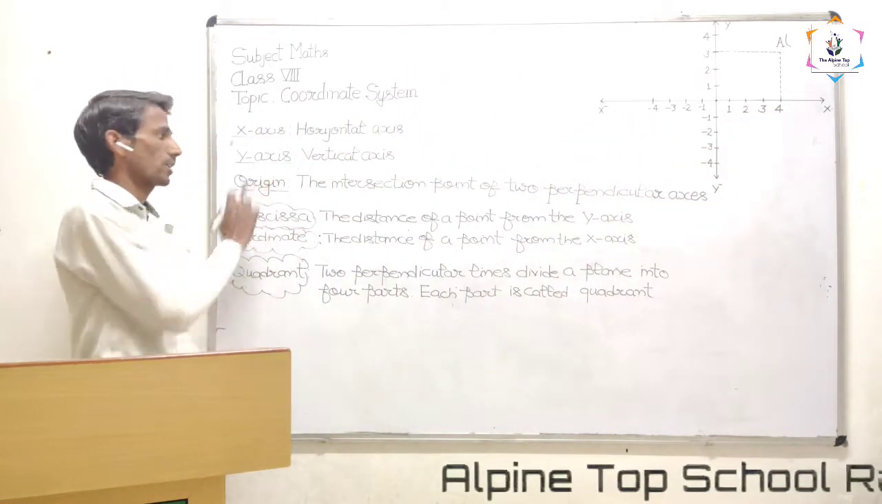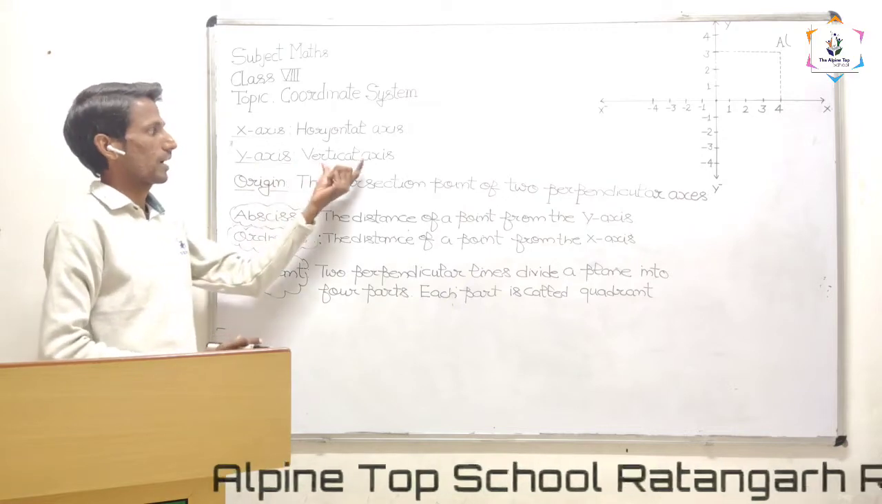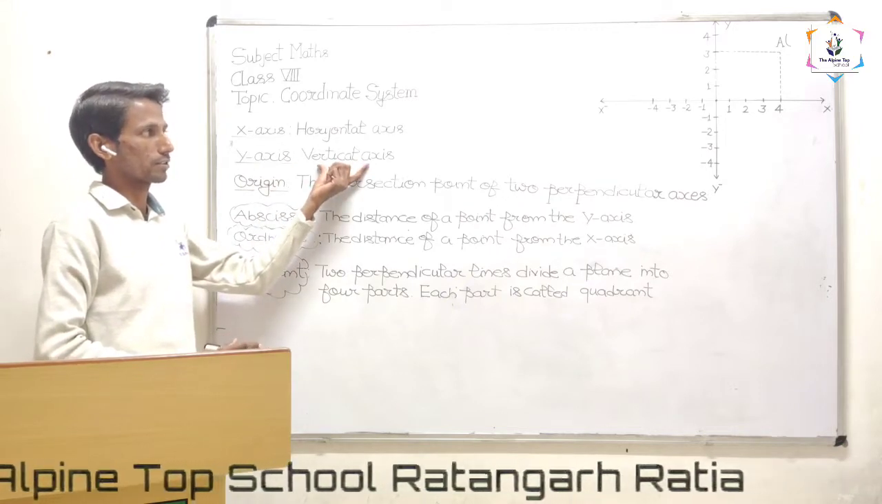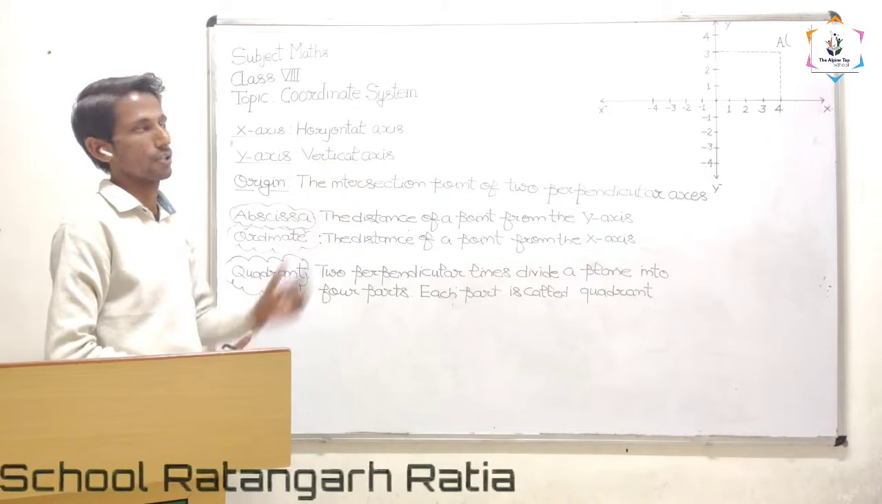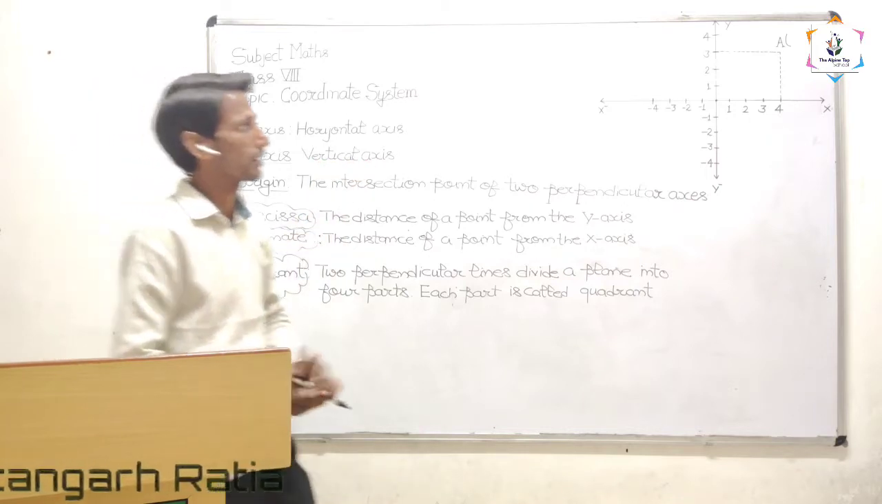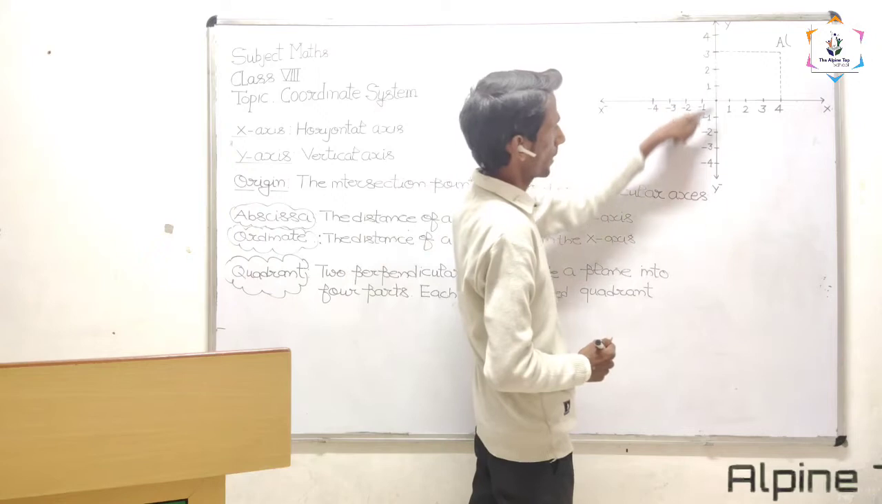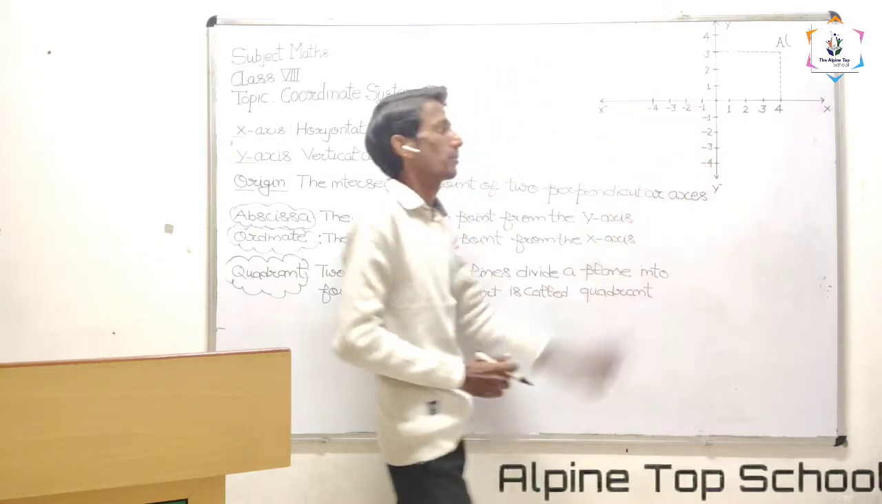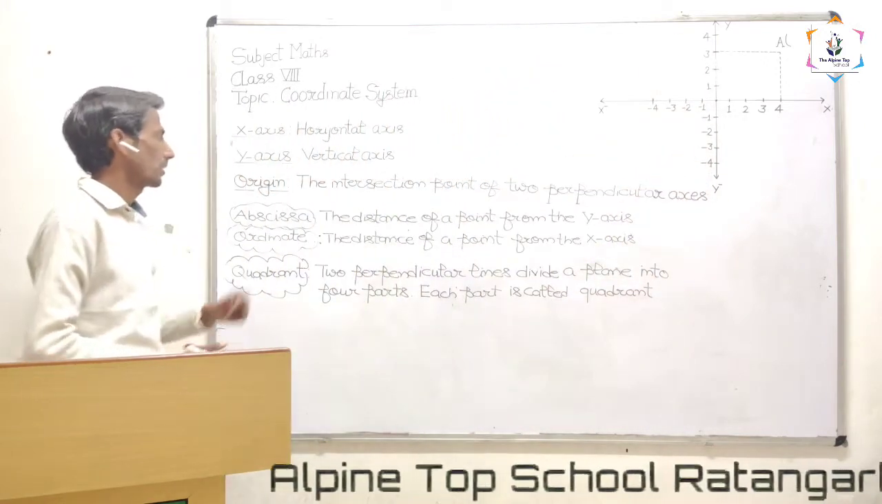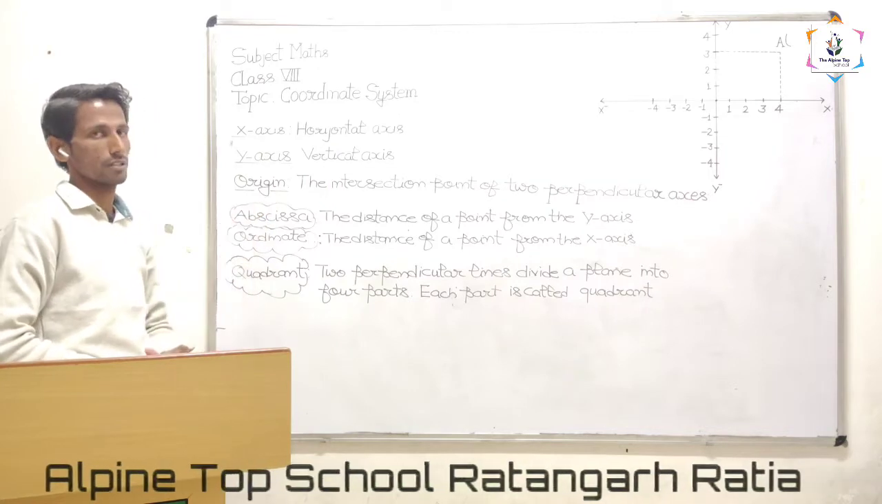The second one is y-axis, denoted as a vertical axis. Vertical axis means standing line. Here, this y-axis is known as a vertical axis. Now, the next concept is origin.